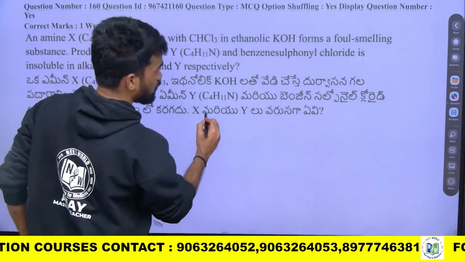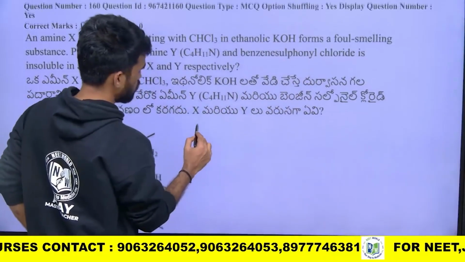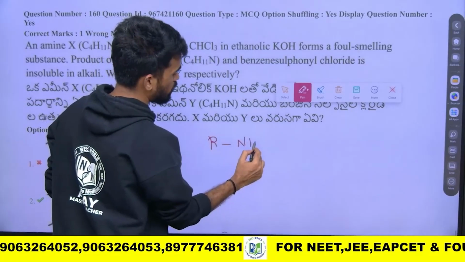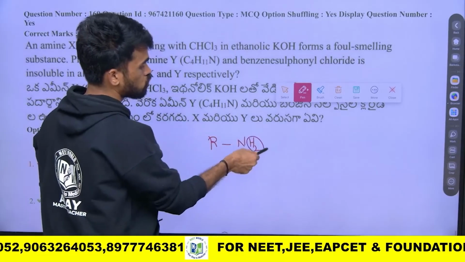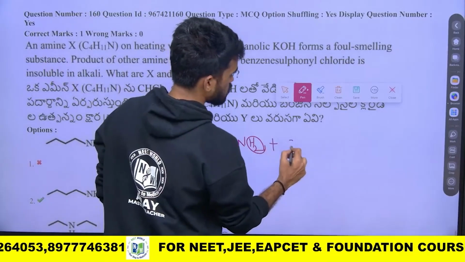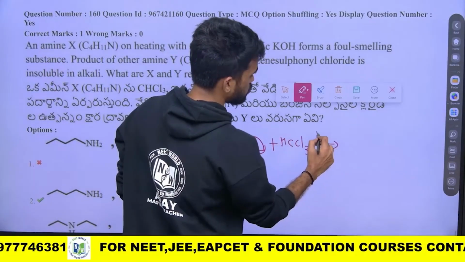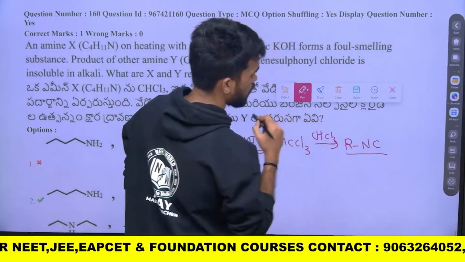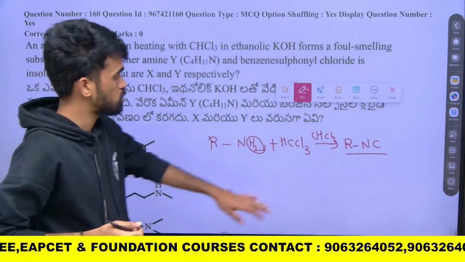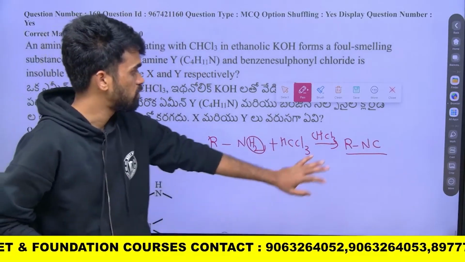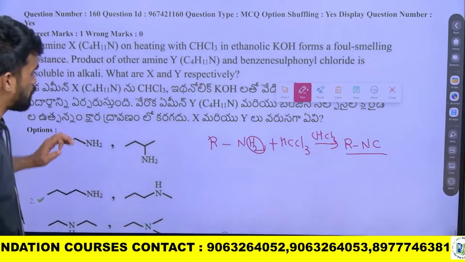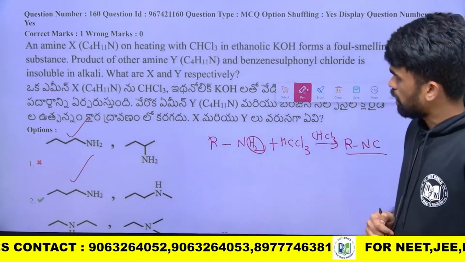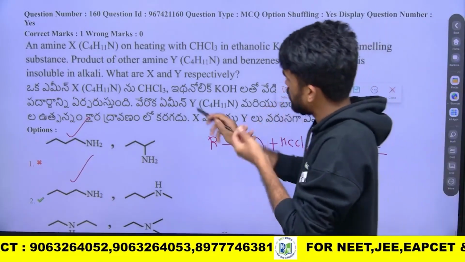Let me take a primary amine to understand more clearly. Primary amine means on nitrogen only one alkyl group R should be present, and the remaining two should be hydrogens. Upon treating this with chloroform in basic medium, it gives RNC, the isocyanide product. This is the carbylamine test, and the product will have a foul smell. Only primary amines will react. So this is primary, this is also primary, and they both can react. Let's continue our discussion.